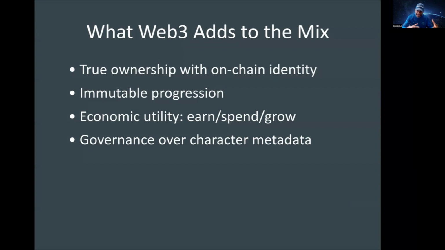With on-chain mechanics, the blockchain stores all this data on chain in an immutable record, or there's opportunities to upgrade. But the main takeaway is that if the game goes away, the abilities, the stats, the player, the components, the tokens, all this stuff is on chain and basically lives forever. There's immutable progression, as we talked about before, economic utility: earn, spend, grow. This is your economic loop.